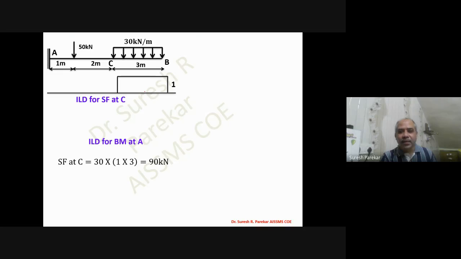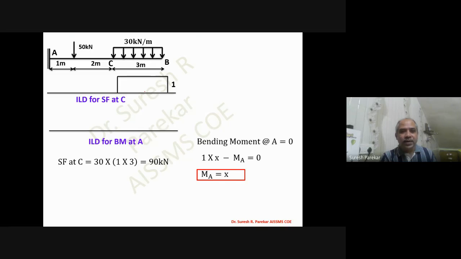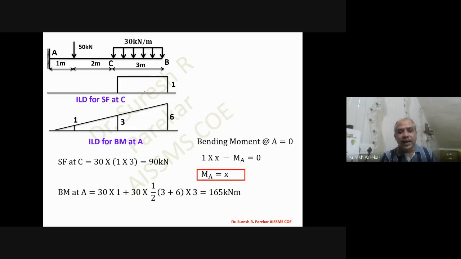And now we will go for bending moment. We know the bending moment equation, we have MA into x. Then we will plot it. This will be 0 at A and maximum at B, that is 6. And then we are going to put the ordinate values at this. So first we have 3 over here, 1 over here. So we have 50 into 1, and then the area under this, plus 30 into 1 by 2, 3 plus 6 is this area. So the load we have is 30 kilonewton per meter, and this will be the area of a trapezoid, half 3 plus 6 into 3, and that gives me the value of bending moment as 165 kilonewton meter.